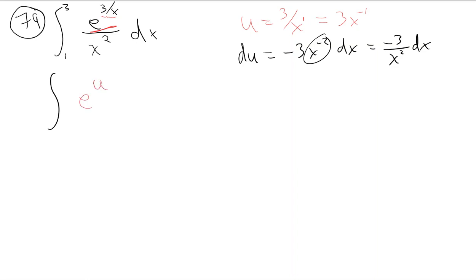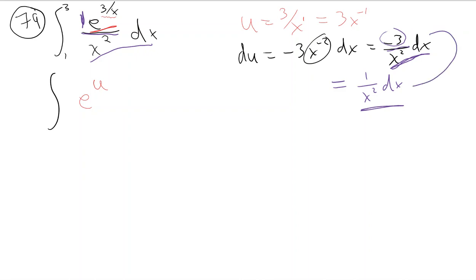And what else I have is over x squared dx. But I've also got this -3. So my next line, let me write out exactly what I have over here to the left. I have a 1 over x squared dx.